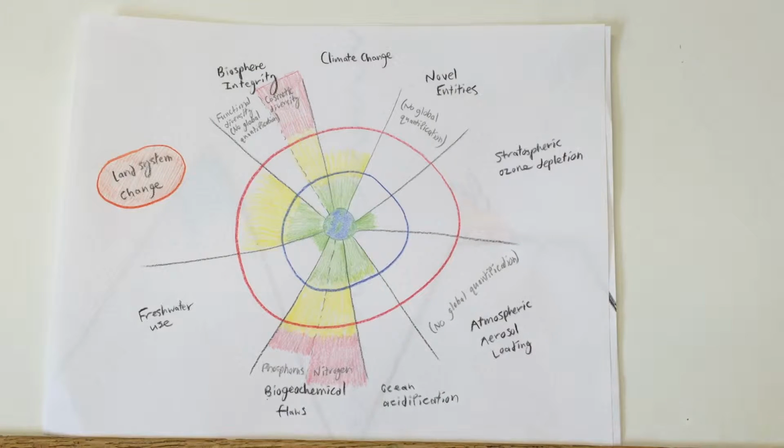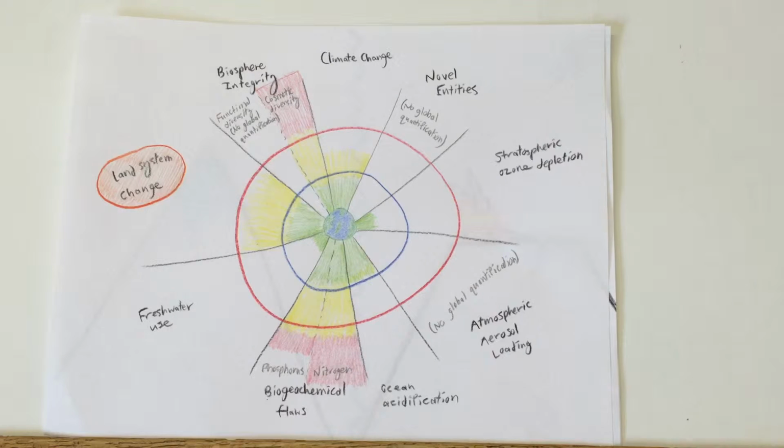Some of the boundaries cannot be quantified at this point in time, such as novel entities and atmospheric aerosol loading. The first blue ring represents safe levels of environmental damage. Beyond the red ring represents dire levels of environmental damage. In between the 2 rings represents a growing environmental problem that should be monitored closely.